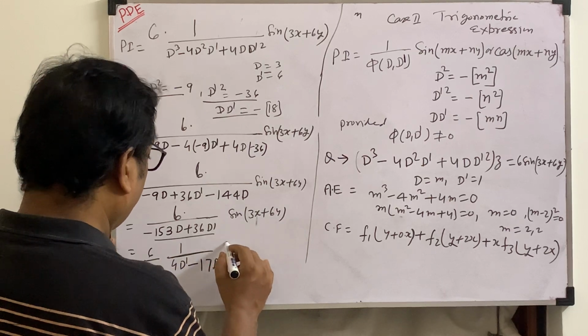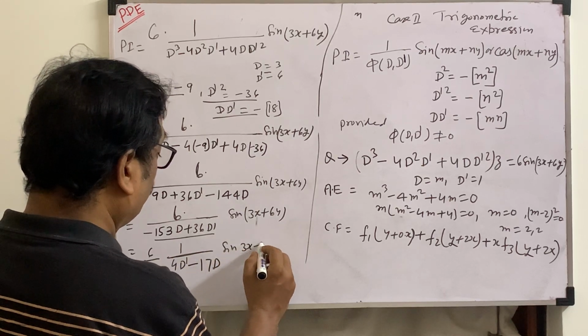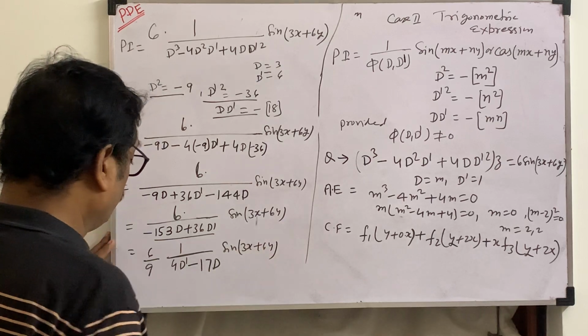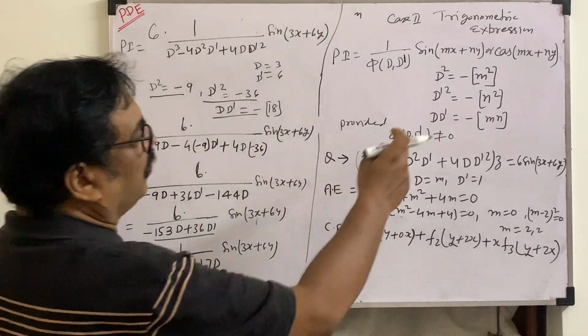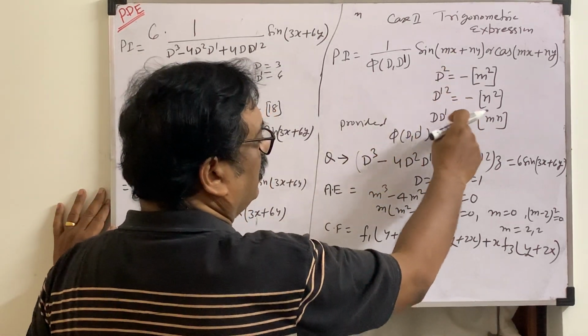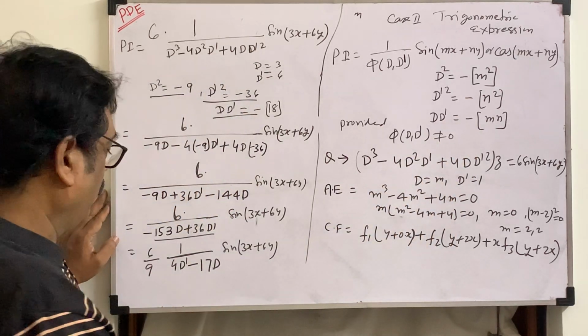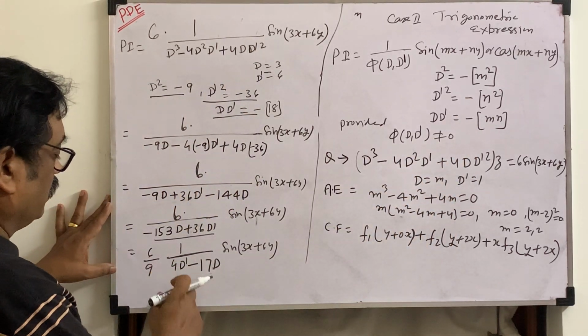17d sine 3x plus 6y. Now look here. Because of trigonometry, you know the d square value, d dash square value, d dash value. Here the d dash square terms are not there. Then what will we do now?